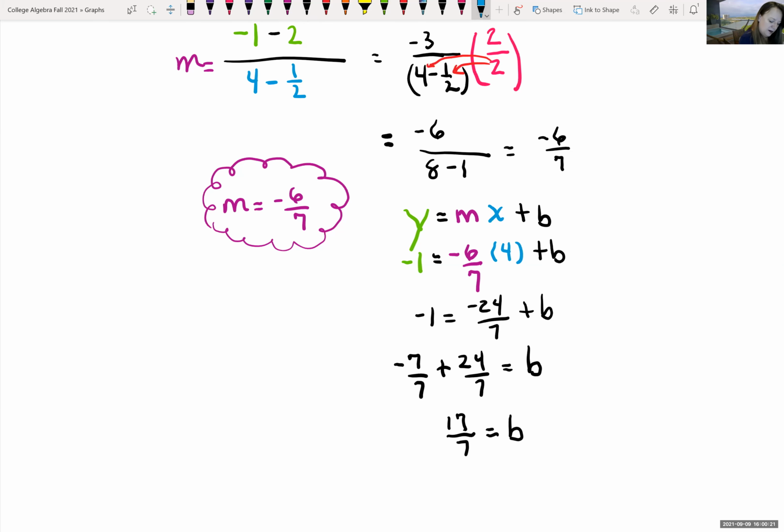So now we know what our y-intercept is. We know what our slope is. And so we can figure out what the equation of the line is. y is equal to our slope times x plus b. So our slope is -6/7 times x plus b, and b was 17/7.